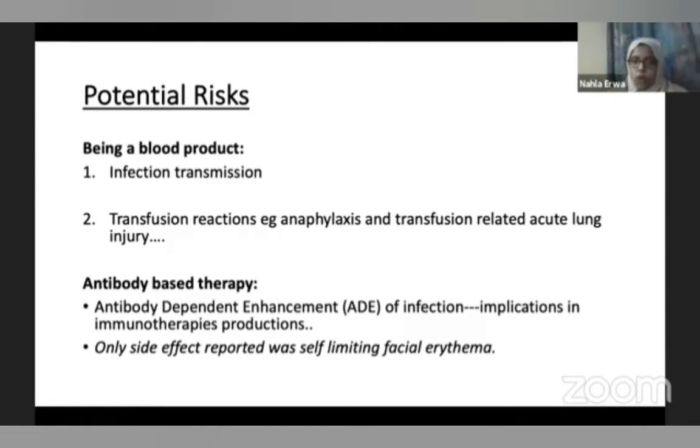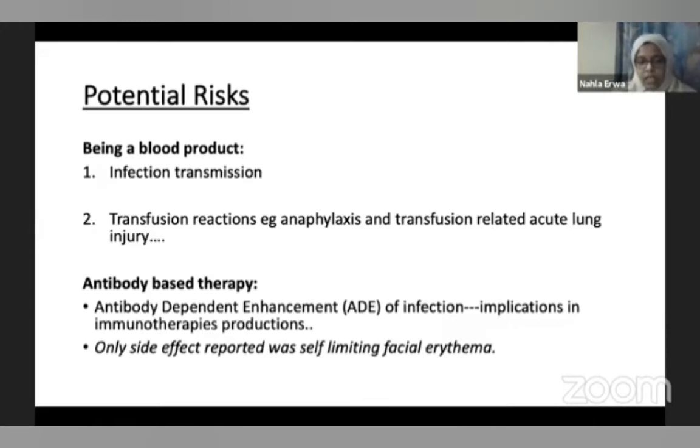So there are also additional challenges which are directly related to the potential risks in using this as a therapeutic product. Being a blood product means that we have the potential of transmitting other infections, or the infection itself, the SARS-CoV-2 virus itself. And the other problem could be related to the non-transfusion reactions, major and minor, for example, the anaphylaxis and TRALI, the transfusion-related acute lung injury.